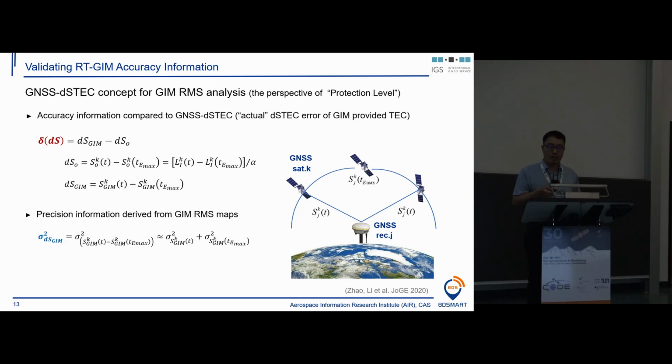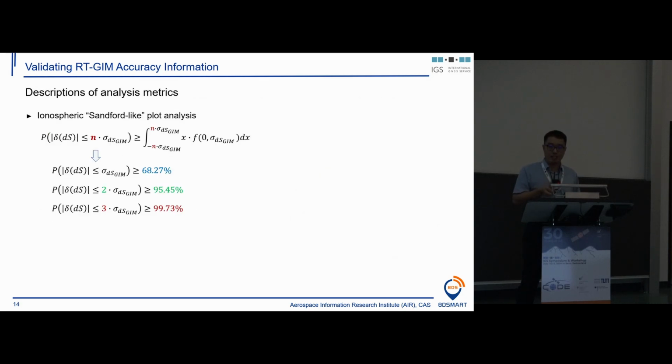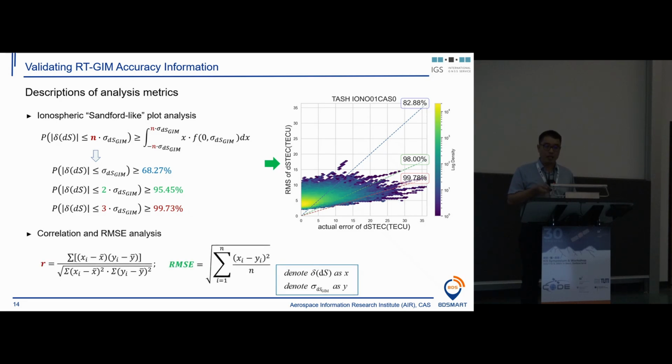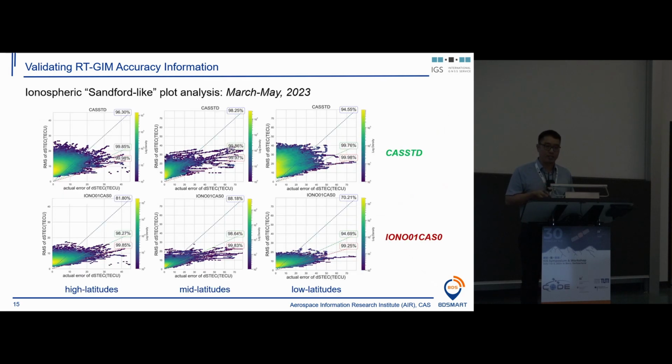About 4 years ago, we had one paper published in the Journal of Geodesy to show how the validation can be done using the GNSS DSTEC analysis. I would not go so deep here. I would mention that for our analysis, we have at first the ionospheric scatter plot analysis. In addition, we also made the correlation analysis as well as the RMSE analysis.